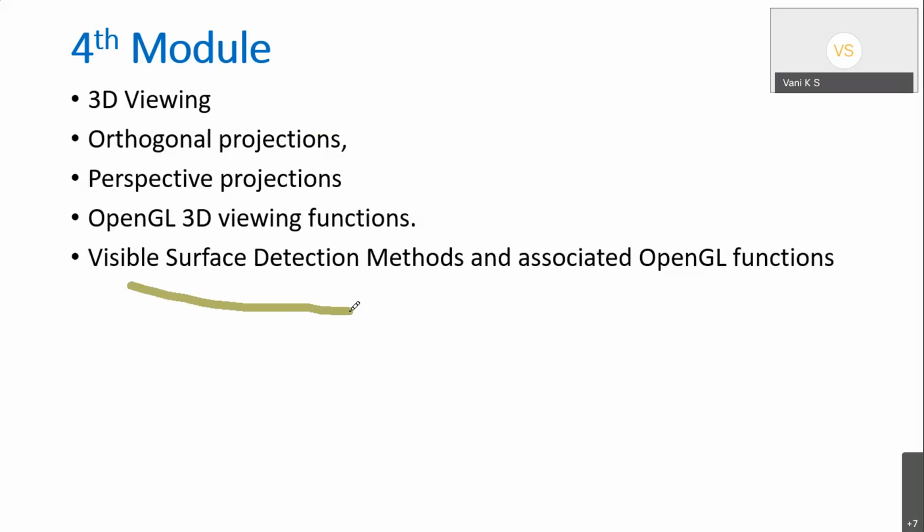Visible surface detection algorithms are nothing but how to hide the surfaces or faces which are not in our point of view, which are away from our point of view, in the back of a 3D object. Those surfaces you need not display. So you have some topics related to visible surface detection methods also in the fourth module.